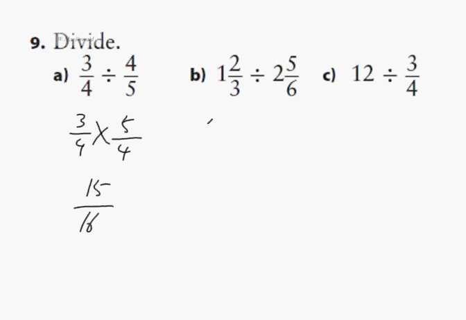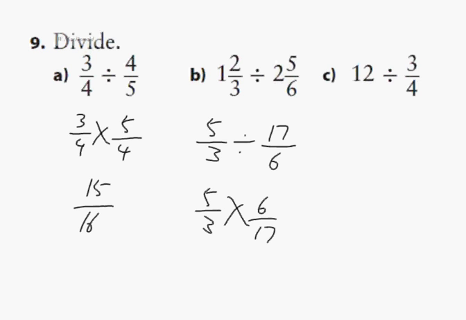For the second question, I have 5/3 divided by 17/6. I just changed the mixed fractions to improper. Keep the first fraction, change to multiplication, use the reciprocal. Check to see if you can cross reduce. I can, right here. 6 over 3 can reduce to 2 over 1. When I multiply my numerators, I get 5 times 2 over 1 times 17, or 10/17 is your answer.